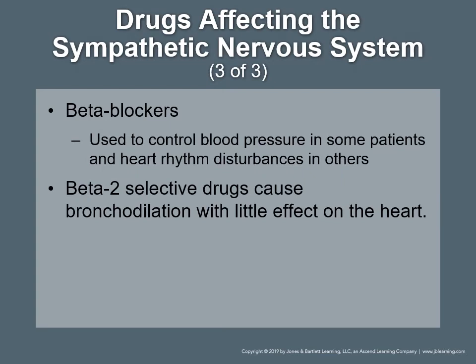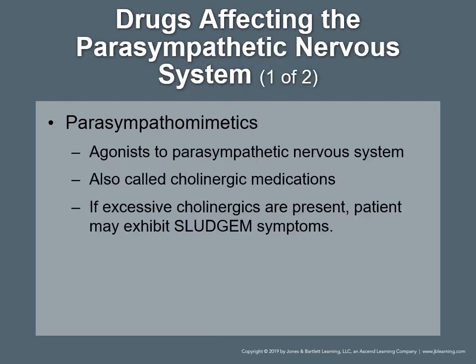Some medications stimulate alpha and beta receptors, whereas others are selective to specific receptors. Beta blockers are used to control blood pressure in some patients and heart rhythm disturbances in others. They work by filling a portion of the beta receptor sites that beta stimulators would normally bind to. In the pre-hospital setting, you will often administer drugs that agonize the beta 1 receptors in an attempt to treat cardiac arrest and hypotension. Beta 2 selective drugs cause bronchodilation with little effect on the heart, which only has beta 1 receptor sites.